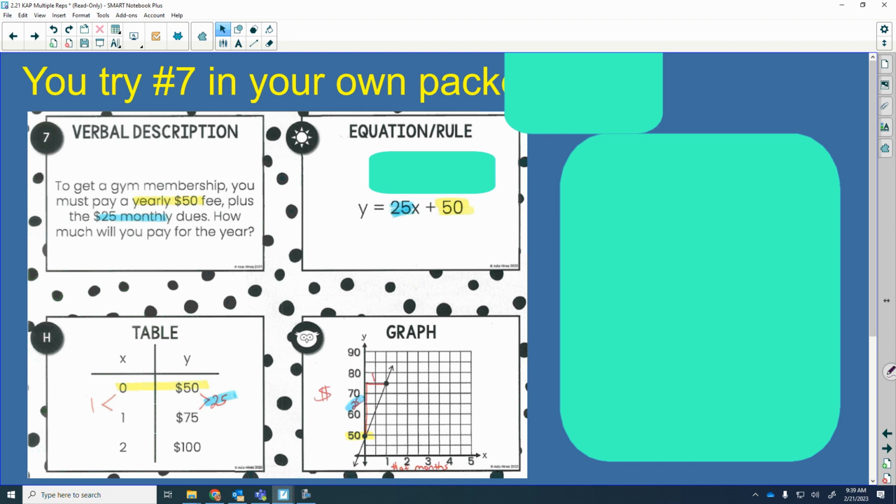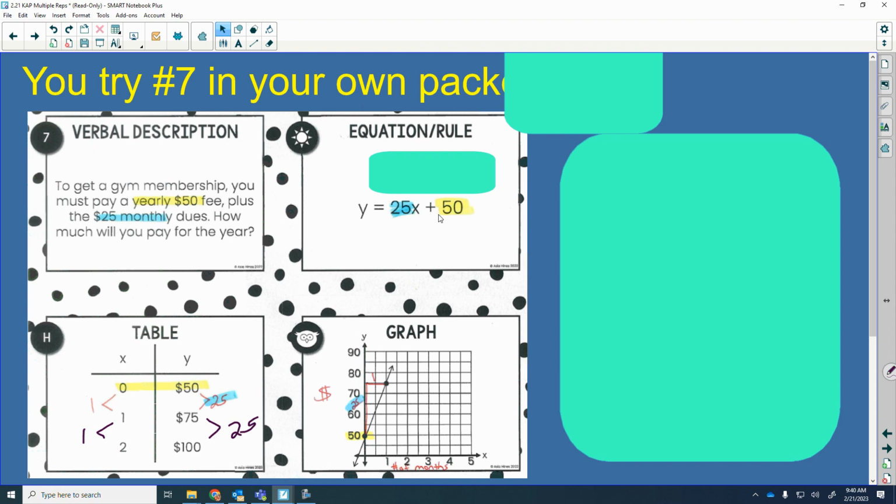Where do you get the table from? Like I made it, but where did I get those points? From the graph. Yeah, you could get it from the graph. That 0, 50, 1, 75. 2 is not on the graph, but if I apply that rate of change, then that's where I can get to.